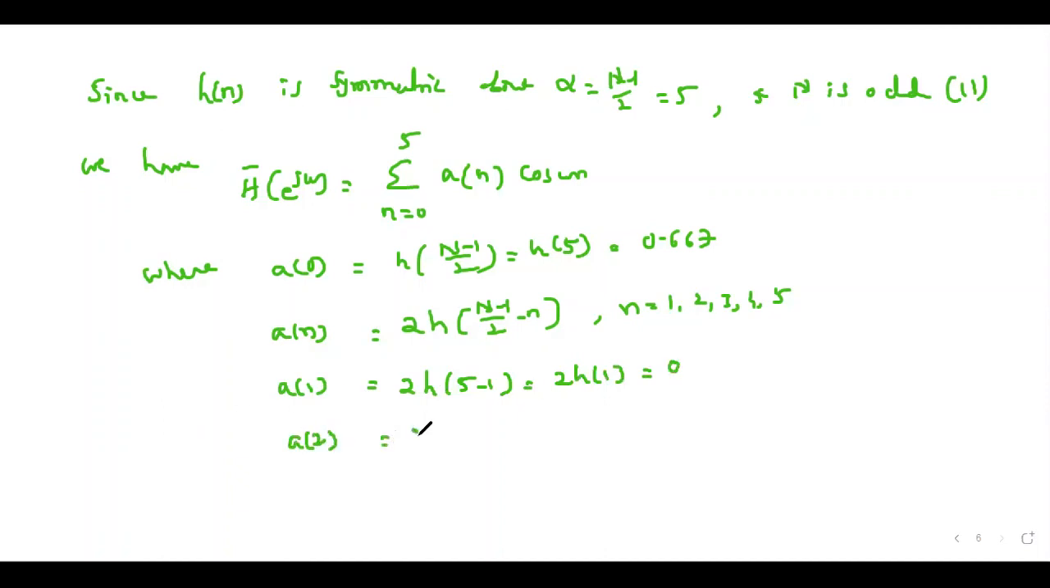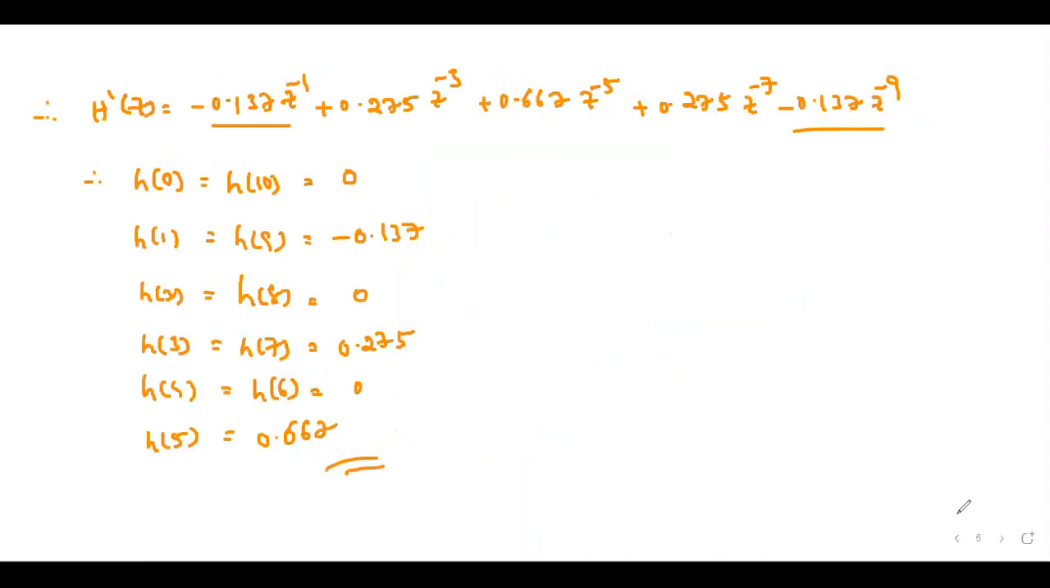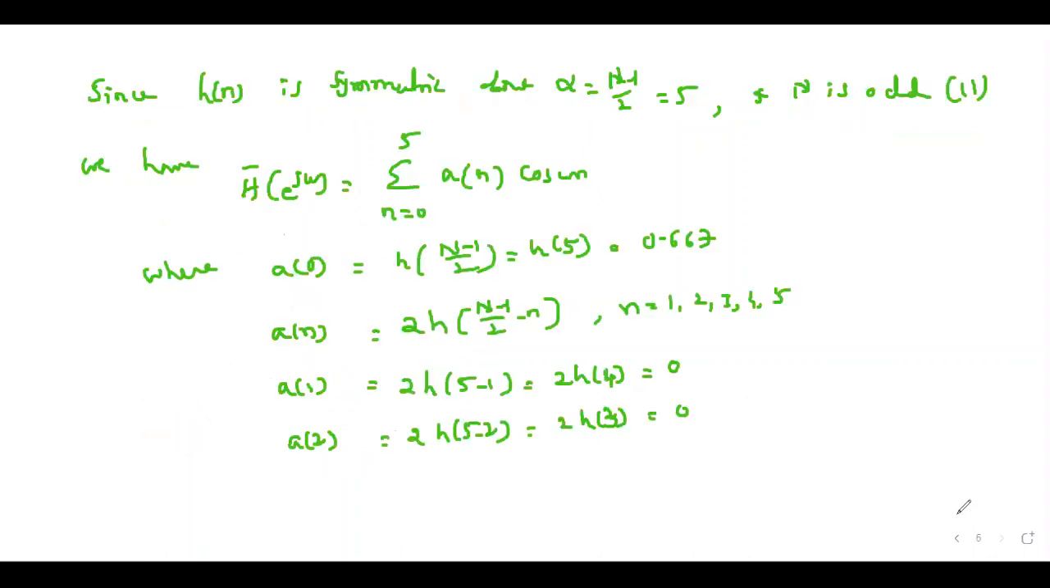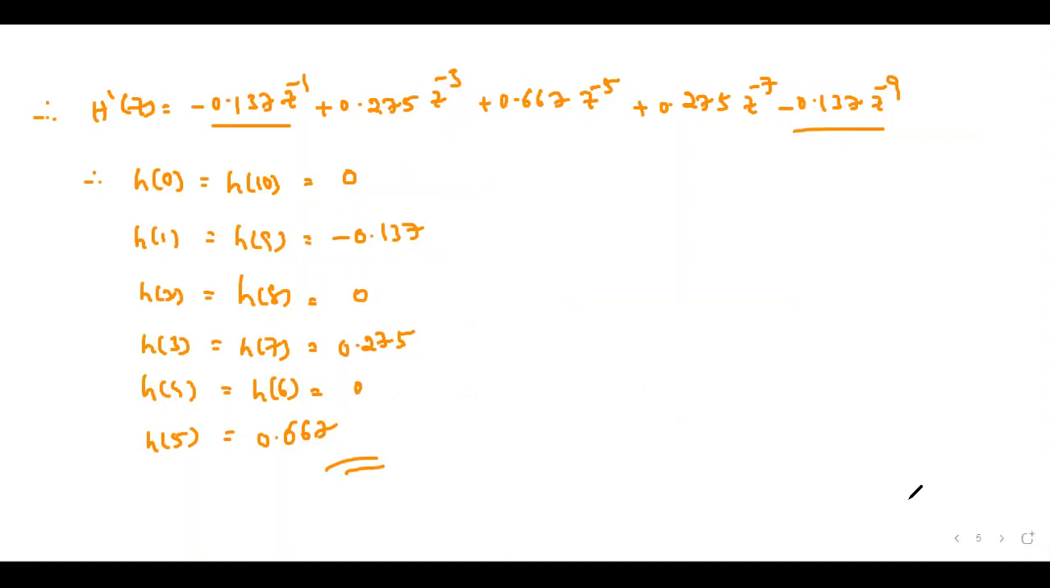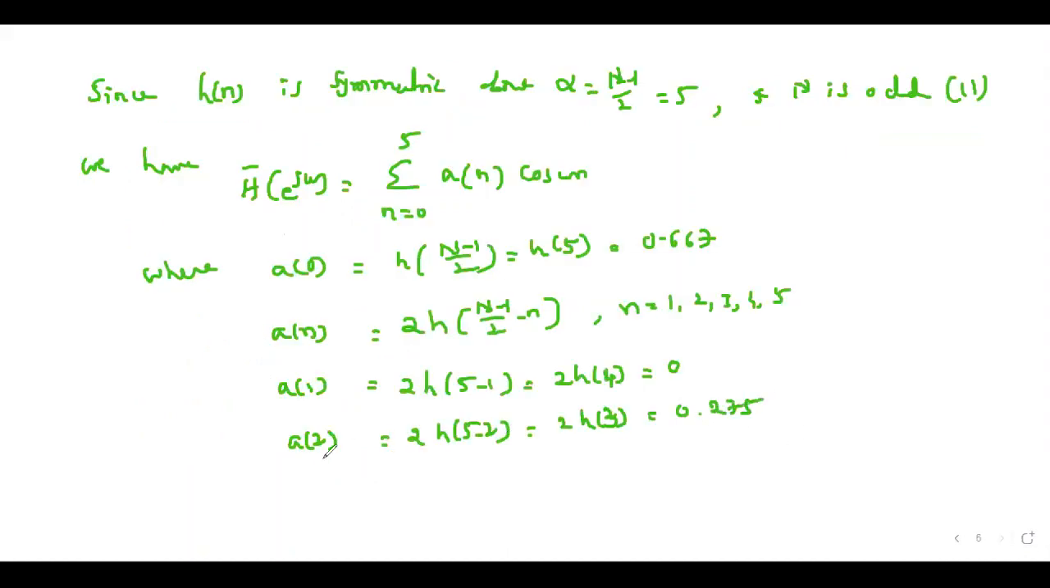Next, A of 2. A of 2 is equal to 2 into h of 5 minus 2. This is 2 into h of 3. H of 3 value is 0.275. So A of 2 is equal to 0.55. Then A of 3 is equal to 2 into h of 5 minus 3, that is 2 into h of 2. H of 2 value is 0, correct. So it is 0.